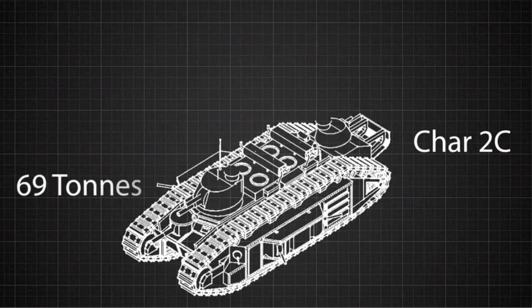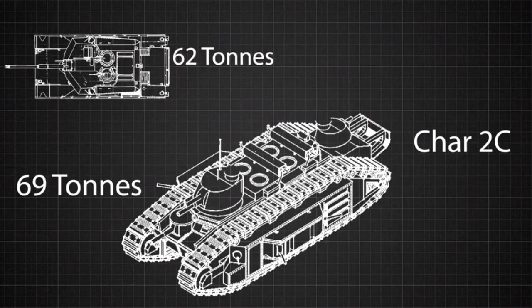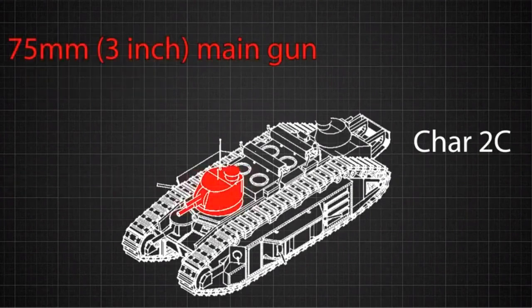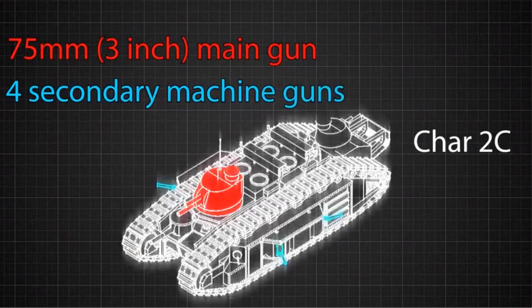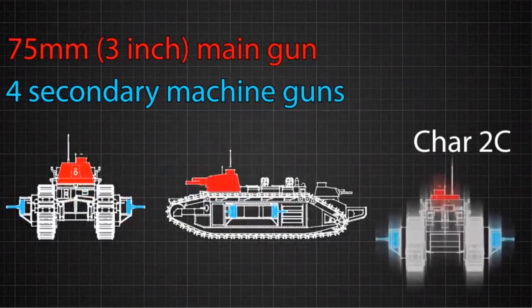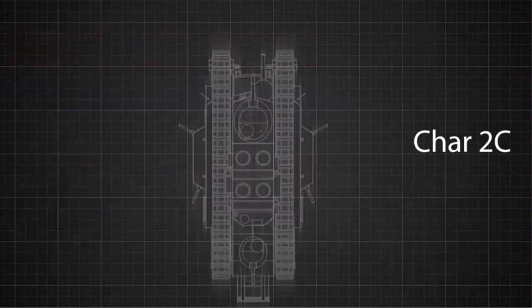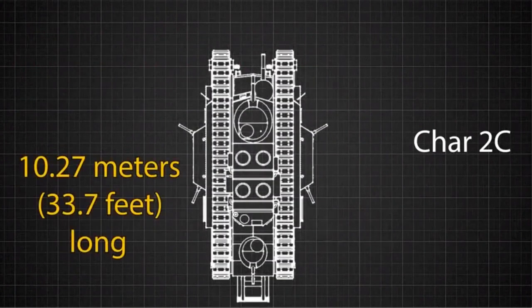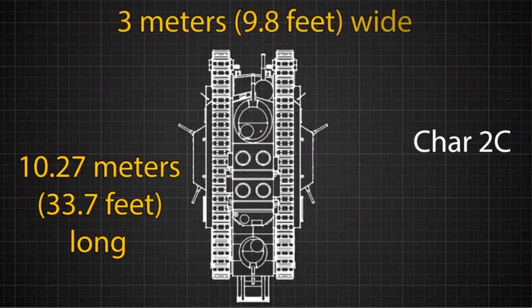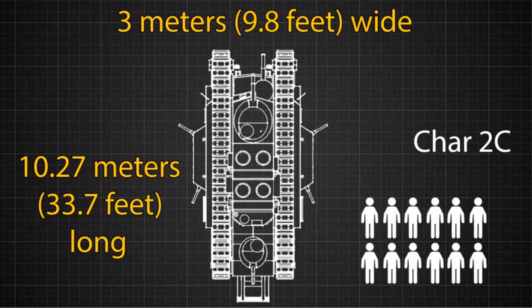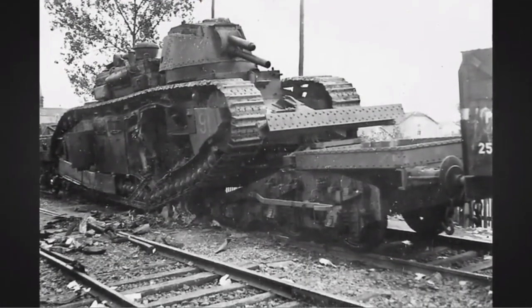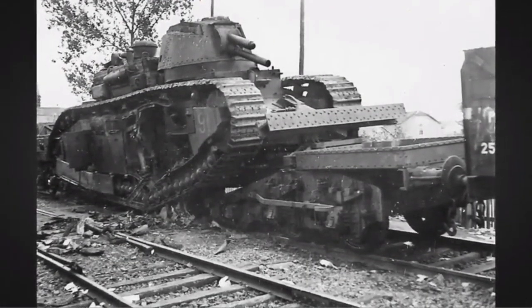The tank weighed 69 metric tons, a little heavier than the modern Abrams M1, and featured a 75mm main cannon along with 4 secondary machine guns placed in the front, the sides, and the rear of the vehicle. This monster tank was 10.27 meters long and 3 meters wide. It took a crew of 12 men to fully operate the machine, but France only ever built 10 of them, which wasn't enough to turn the tide of World War II when the Germans attacked again.